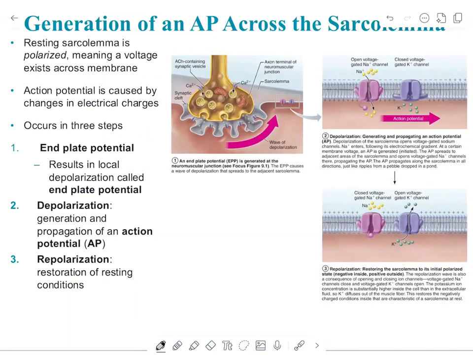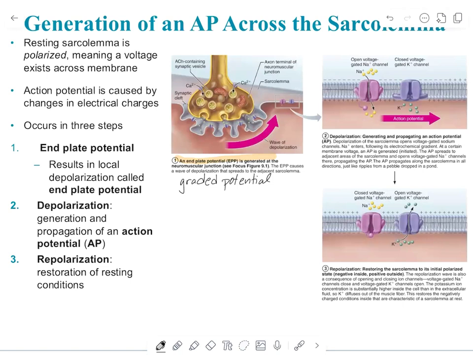So now the muscle has been excited from the neurotransmitter acetylcholine. The next step is excitation-contraction coupling. So before that, the end plate potential that's generated causes this local wave of depolarization. So again, it's this graded potential.